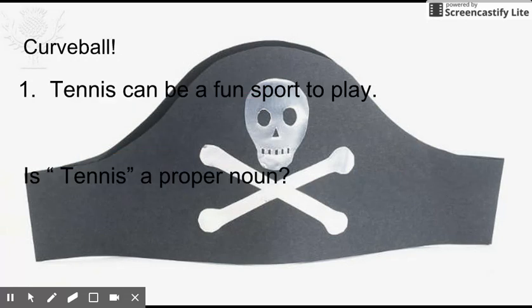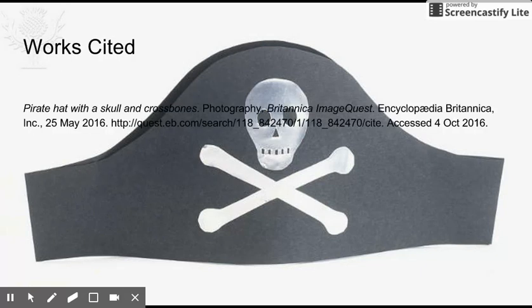All right, so here's a curveball. Look at the sentence here. Tennis can be a fun sport to play. Specifically, look at the word tennis. Is this a common or a proper noun? How do you know? Since it's at the beginning of a sentence, it needs to be capitalized, but it's not because it's a proper noun. Tennis is capitalized just because it's at the beginning. It is still a common noun. And this is why you really need to think about all of your grammar rules and what they're trying to tell you.